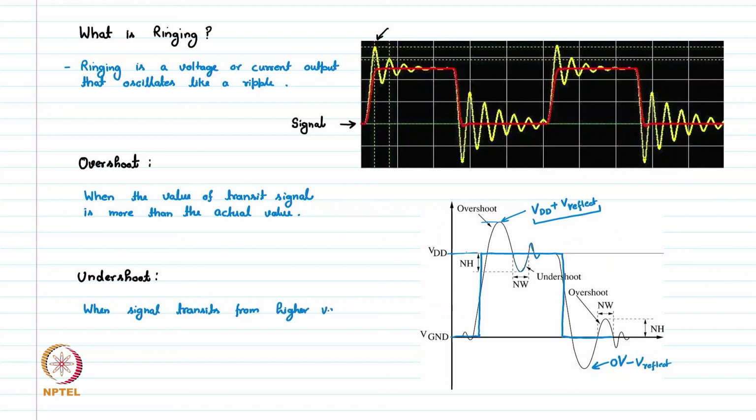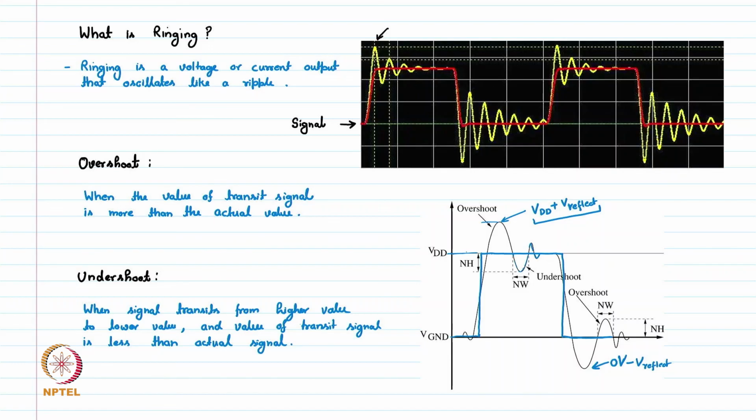when the signal transits from a higher value to a lower value, and the value of the transit signal is less than actual, then we say there is an undershoot.